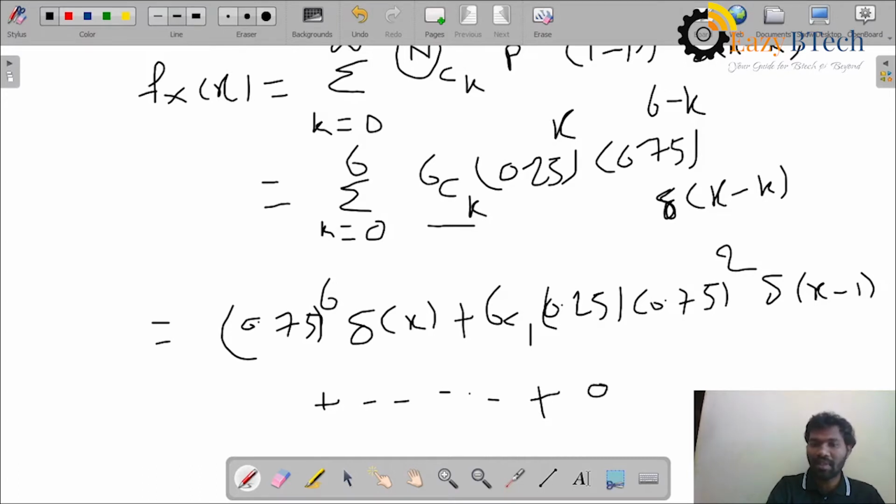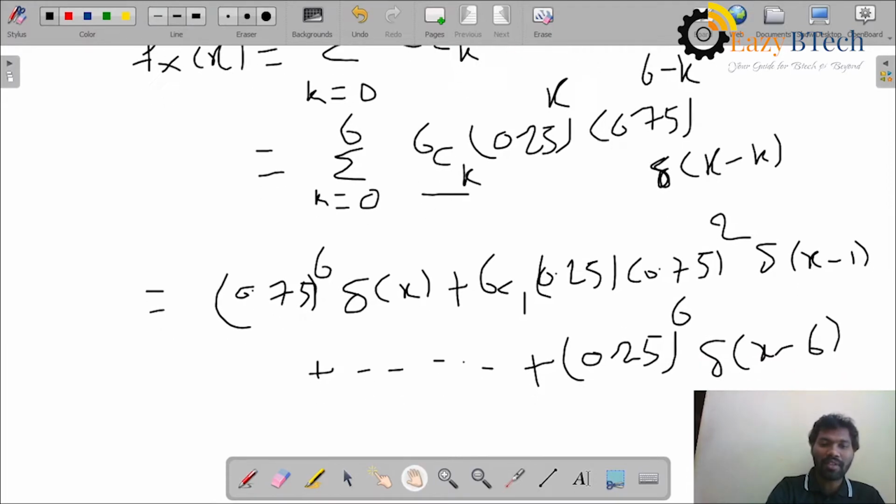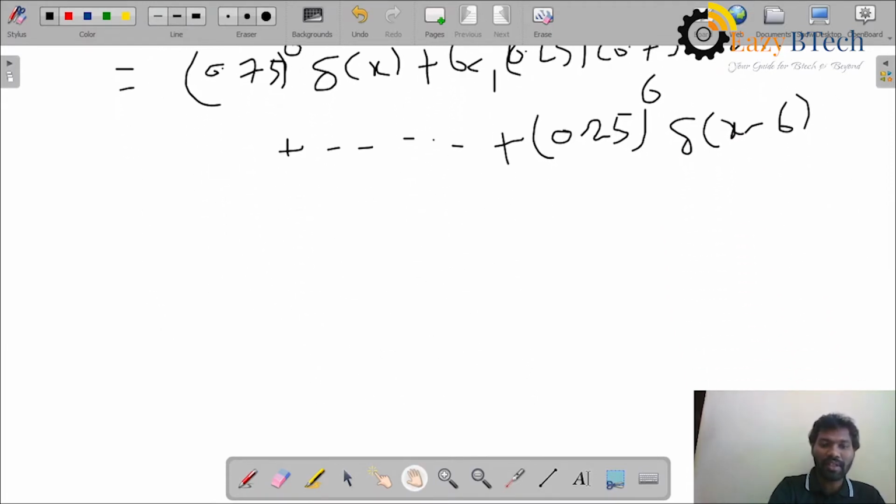6C6 is equal to 1, and 0.25 to the power 6, 0.75 to the power 6 minus 6 is equal to 0. That means 0.75 to the power 0 equals 1, and delta of x minus 6. And if you plot this impulse function, it is like this.